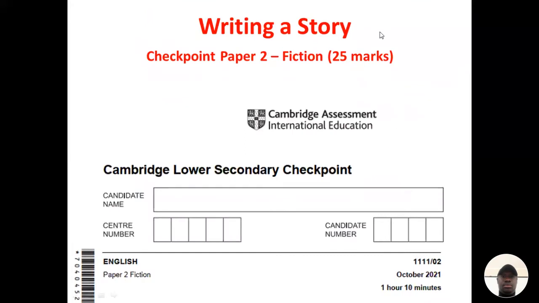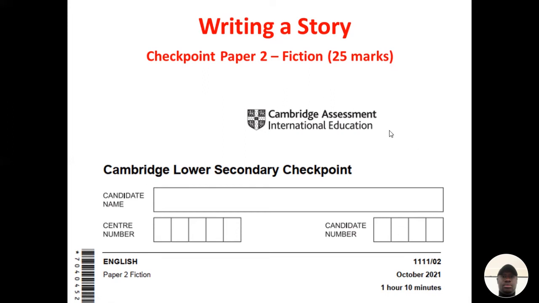In your paper, paper one and paper two, we have both reading and writing sections. So, paper one, after the gap filling questions, which we will look at later, we have part B, which is mostly writing. For paper one, which is non-fiction, you are going to write an article. For paper two, which is fiction, you are going to write a story. So I want to take you through how to write a checkpoint standard story. Remember, the story part carries 25 marks.